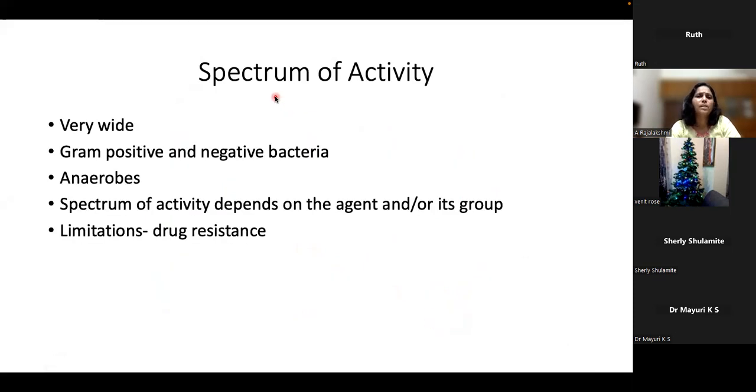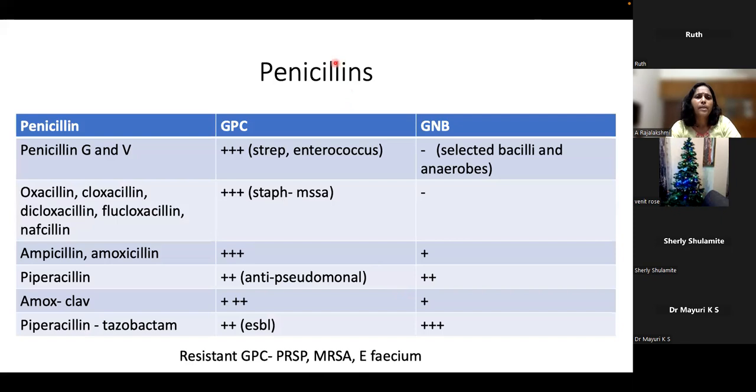The spectrum of penicillin is very wide depending on which group you select. It covers gram-positive and gram-negative bacteria. It covers anaerobes. The spectrum, as I said, depends on which penicillin you choose, and it is largely limited by the drug resistance that we will understand slowly. Penicillin is broadly divided into narrow and broad spectrum. Penicillin G has more gram-positive cover, less gram-negative, except for selected bacteria, bacilli, and anaerobes, with Clostridium being the best example.